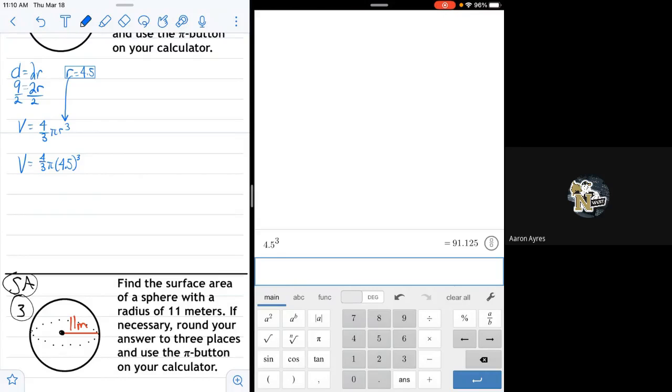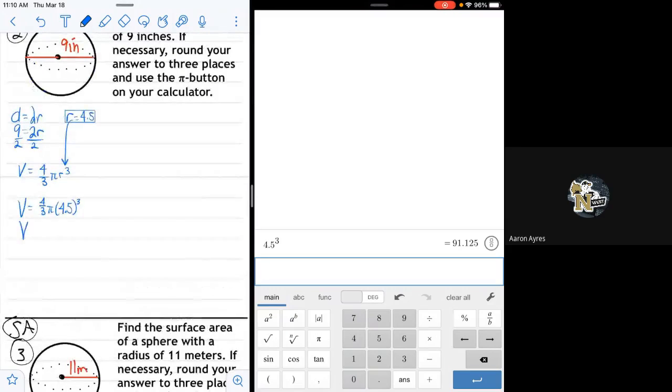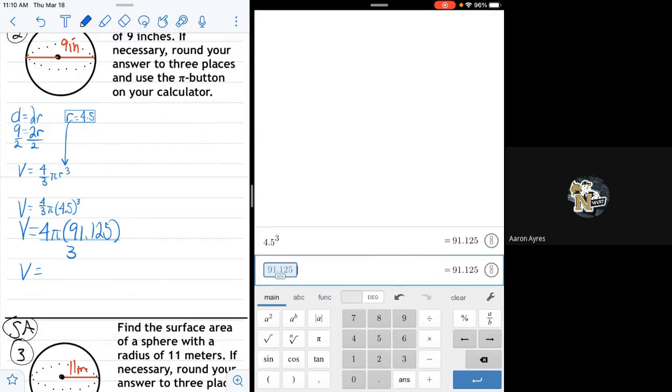All right. So let's do it. I'm going to go ahead and split this up. So I'm going to have 4 pi times 91.125. We're going to divide this all by 3. So I'm going to take that number and multiply it by, hold on, times 3. I get 273.375.